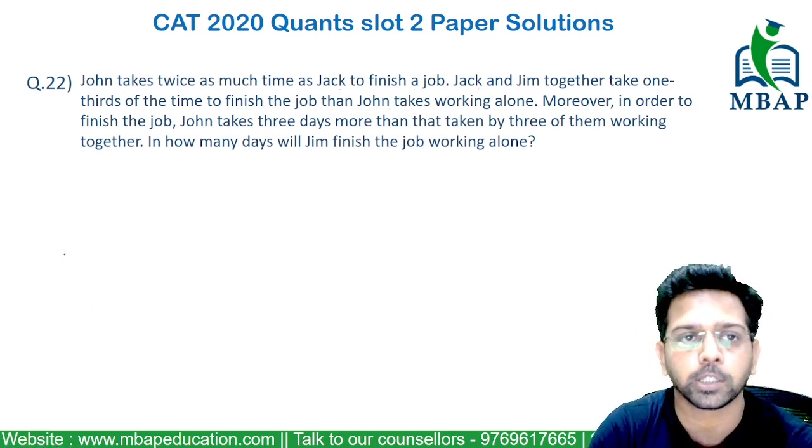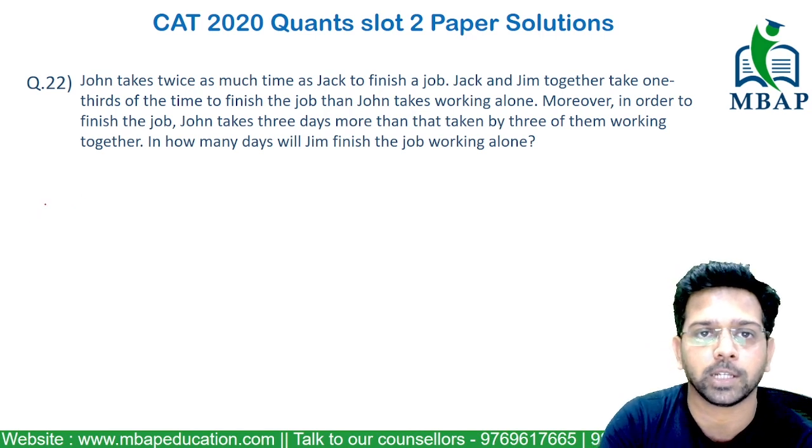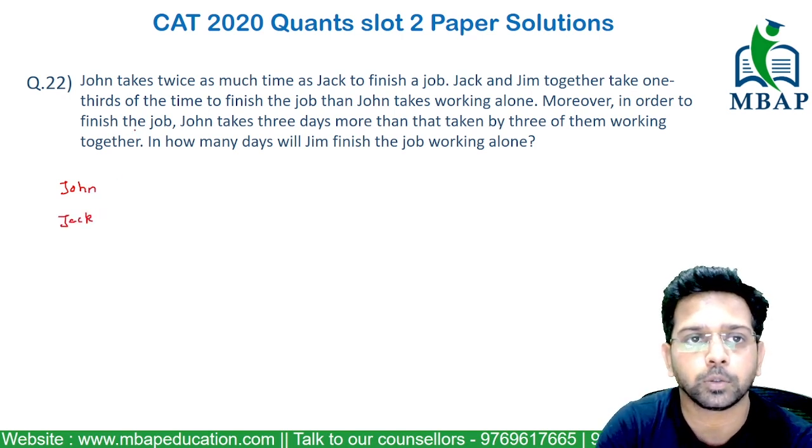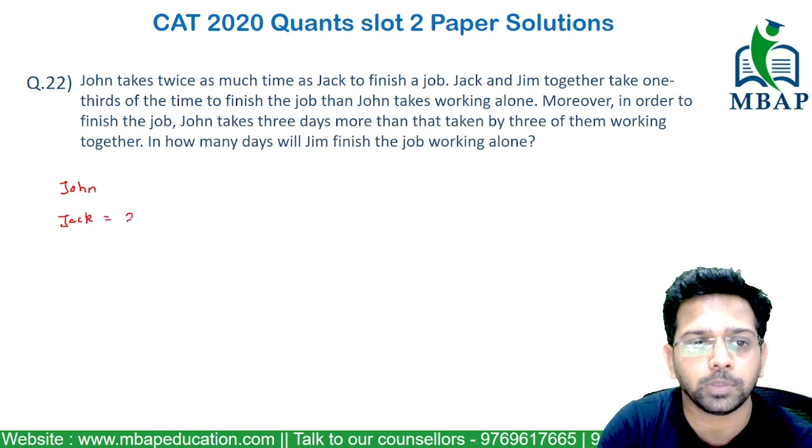Let's start with the first instance that they're talking about. So they're talking about John and Jack. We have got John and we have got Jack. So the ratio is 2:1. If I assume Jack to be taking X days, John certainly will take 2x days.